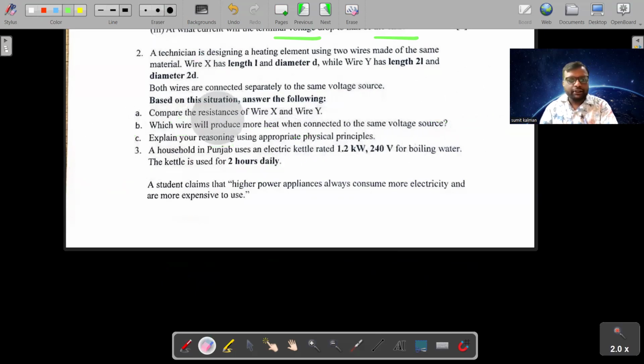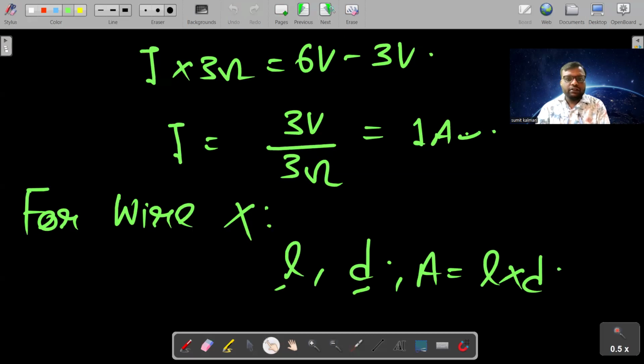So now, students, third problem. This is also very simple. I think we have done this so many times in the class also. So here, a household in Punjab uses an electric kettle rated 1.2 kilowatt, 240 volt for boiling water. The kettle is used for 2 hours daily. A student claims that higher power appliances always consume more electricity and are expensive to use.